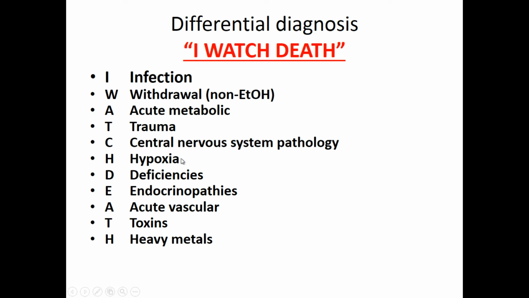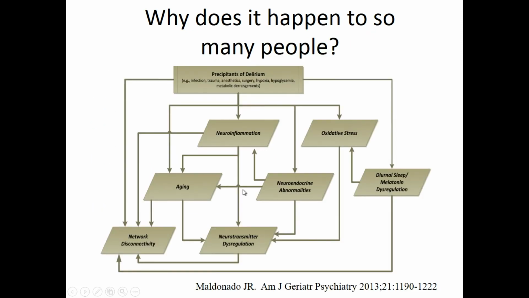Hypoxia, although we certainly monitor that continuously in the ICUs, and then deficiencies, endocrinopathies, vascular catastrophes, toxins, and heavy metals. Now, many of these things are rare, but some of these things, such as thyrotoxicosis, for example, or myxedema, have very specific and very treatable therapies, but unless you're aware that that's what's causing the delirium in the first place, you would not know how to treat it. The point is that this differential diagnosis must be considered on every patient before adequate treatment really can be offered.